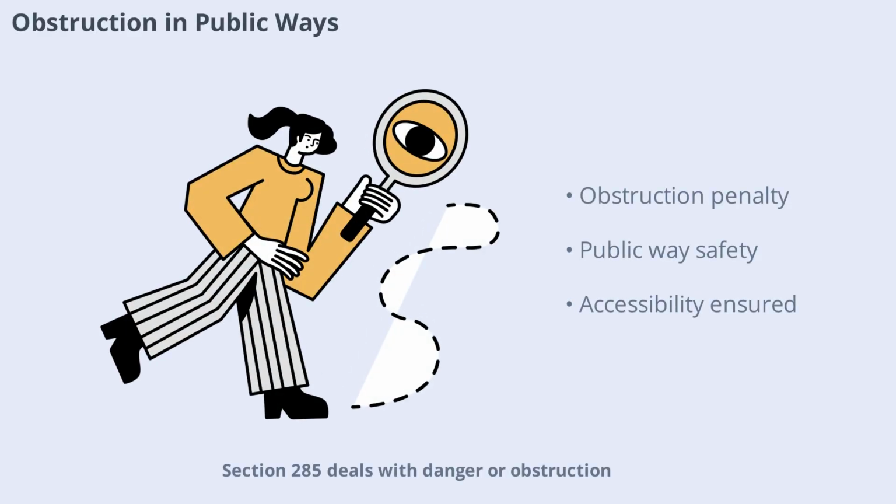Section 285 deals with danger or obstruction in public ways or lines of navigation. Creating hazards or blocking routes can disrupt public convenience and safety. The law ensures that public spaces remain accessible and safe for everyone. This section reinforces the need for responsible conduct and respect for shared environments, promoting harmony and order in society.